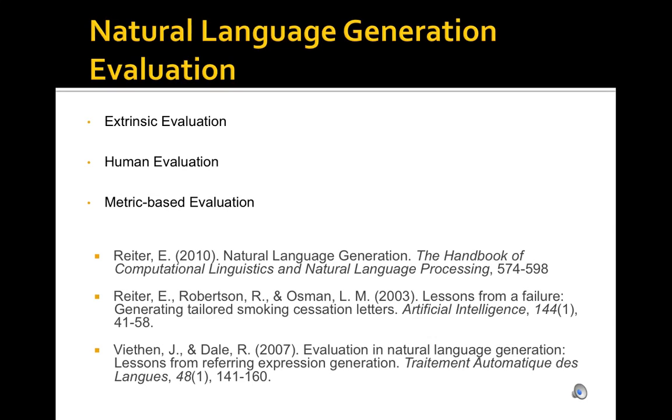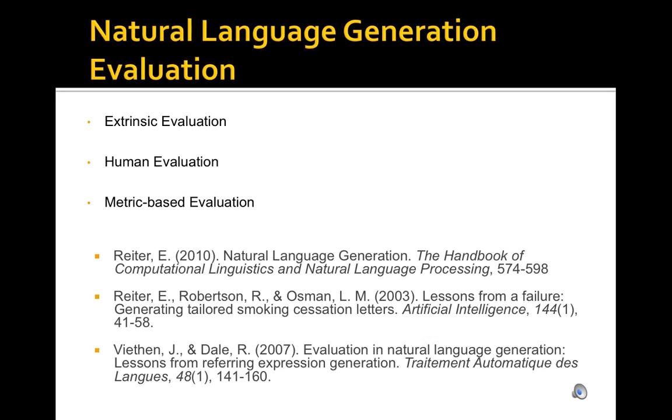Extrinsic evaluation. This approach measures how effective the natural language generation system is at achieving the goal that it was intended to communicate through the generated text. So, for example, a system which generates letters to smokers based upon their responses to questionnaires can be evaluated by measuring how many smokers stopped smoking. Extrinsic evaluation is generally the most trusted evaluation, but also the most expensive.